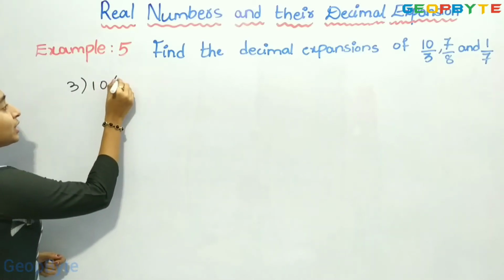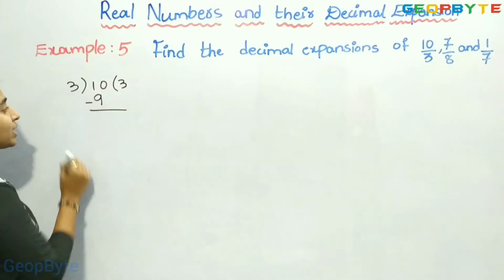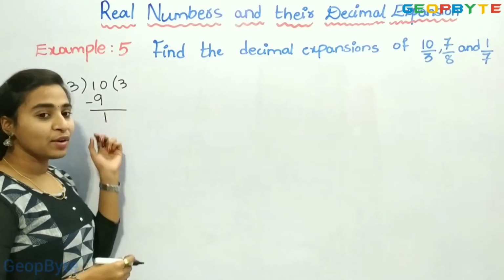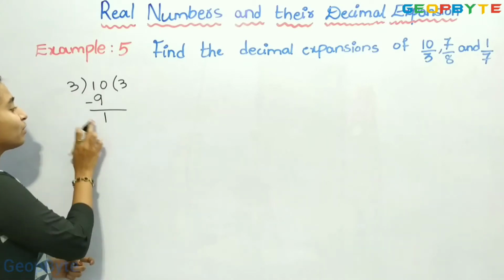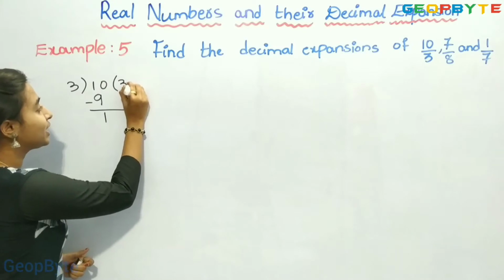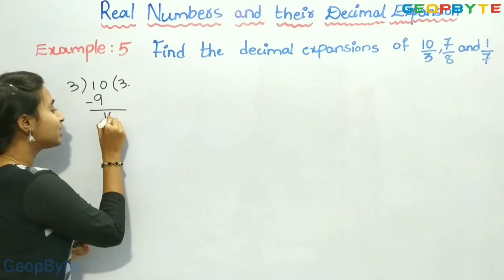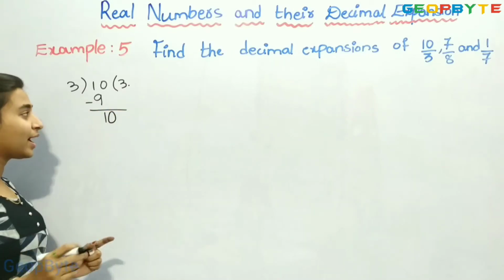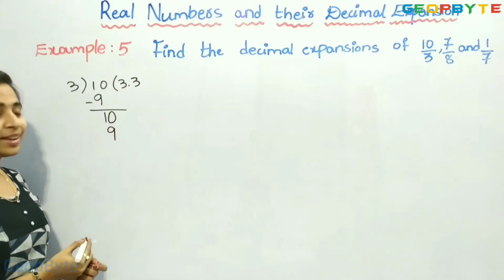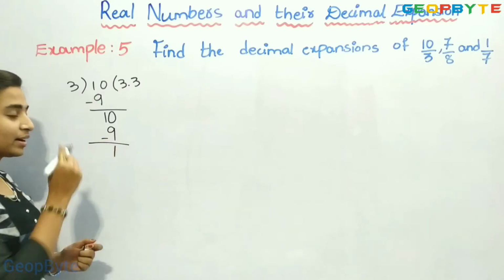Now, see, 3 3s are 9 and 10 minus 9 is 1. We got remainder 1. Now, see, 1 is not divisible by 3. So, let us take a point here and write 0 here. Now, see, again 3 3s are 9. Now, 10 minus 9 is again 1.